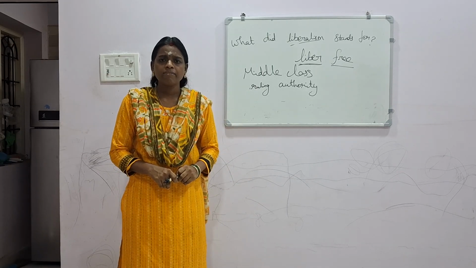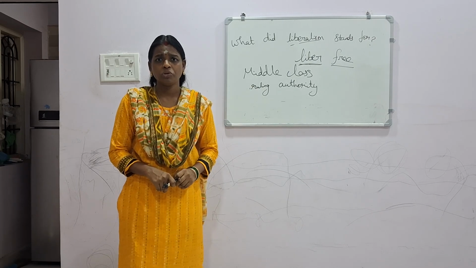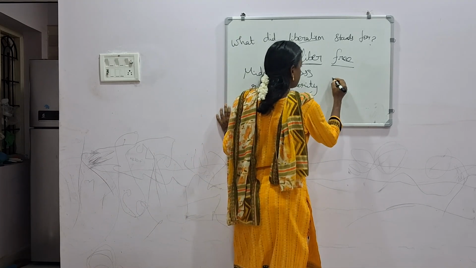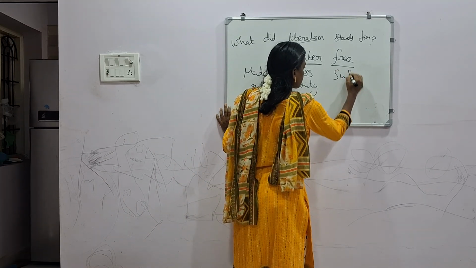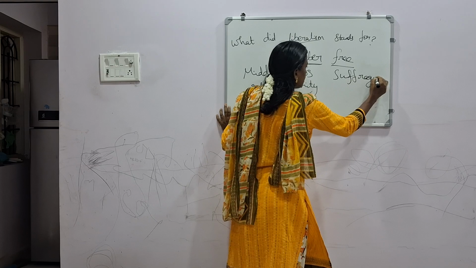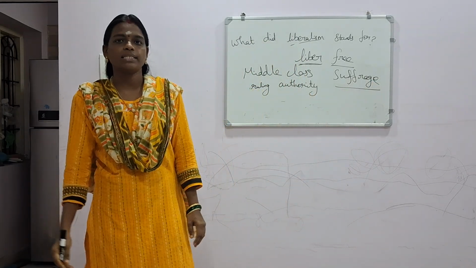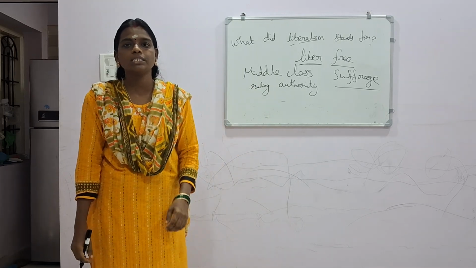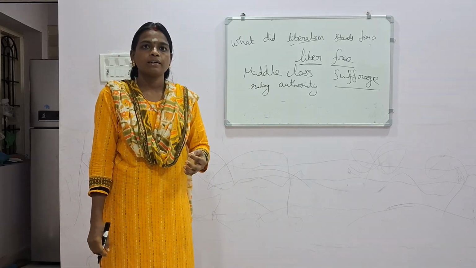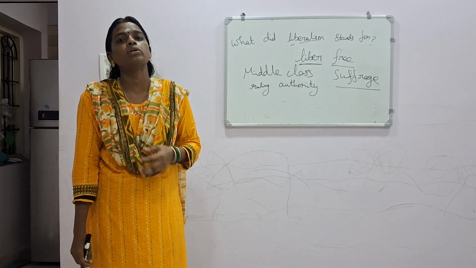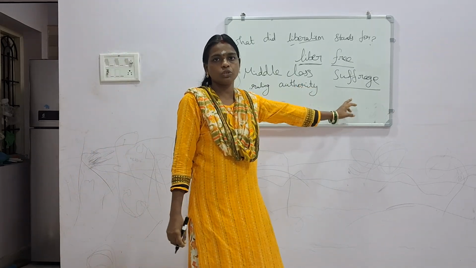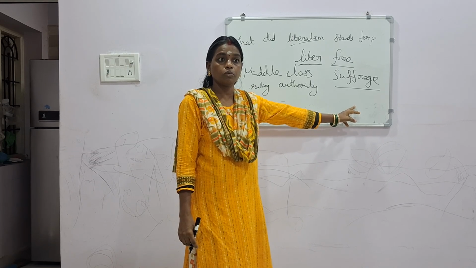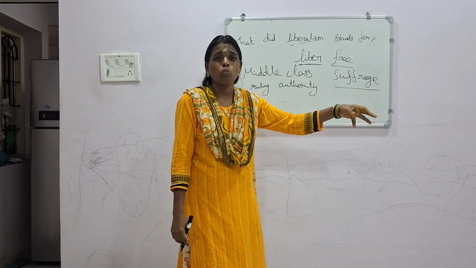Then the next thing will be universal suffrage. Everyone knows what suffrage is, but I want to let you know. Suffrage means voting right. In India, we call the term universal adult franchise. That means the people who have the voting right. Universal suffrage was a thing which they wanted to implement.